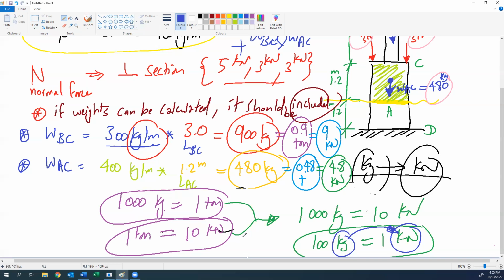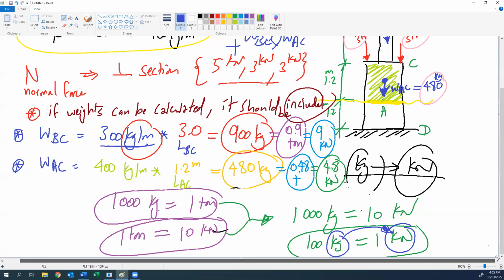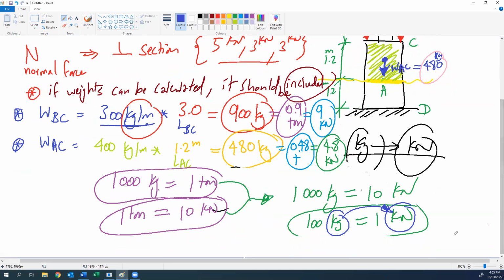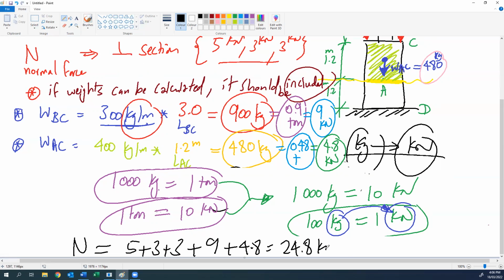So we have two ways to do it, one from kilogram to ton, then from ton to kilonewton. What is the last step in this example? The last step is to sum all these normal forces. The total normal force will be 5 plus 3 plus 3 plus 9 plus 4.8, which gives us how much? 24.8 kilonewton. Okay, do you have any question for this one? Do you have any problem?